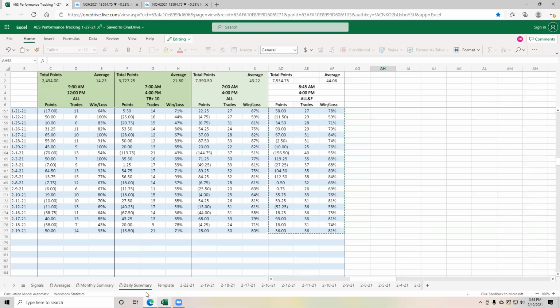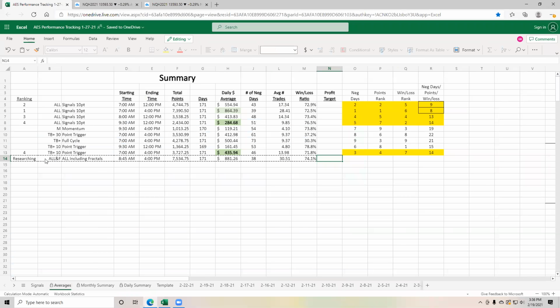We look at our averages, and we have a feature called researching that allows us to pull up any configuration of strategies, any combination of strategies we choose, and evaluate what our history tells us about how that has performed. Right now it's set for all plus fractals, all including fractals, 845 to 4. And we know that if we traded for the last 171 days, that is averaging $881 a day in profits per contract. So this is stated on a per contract basis.